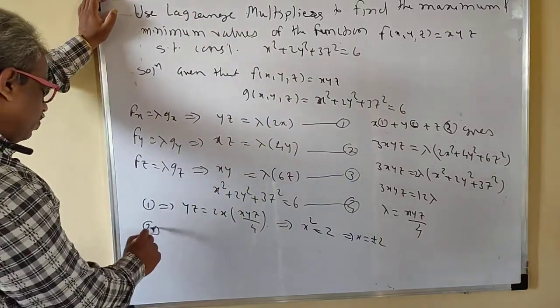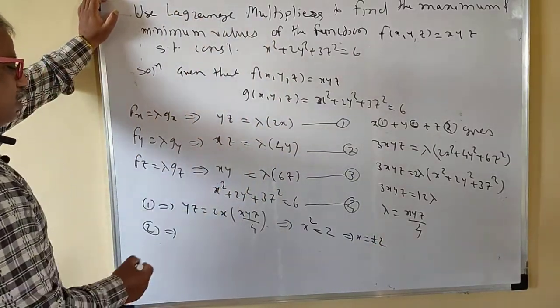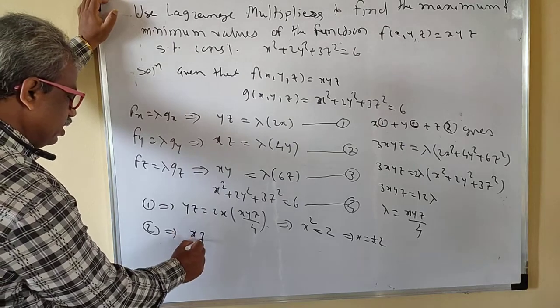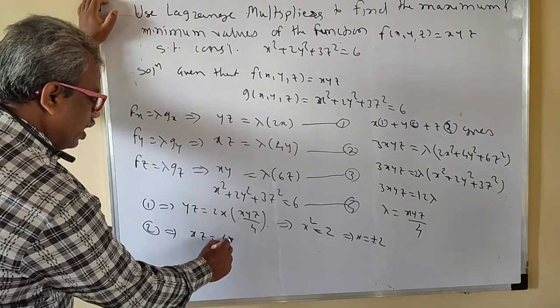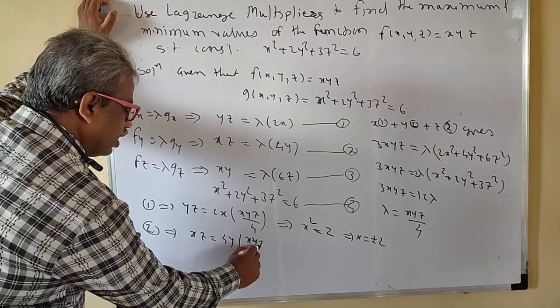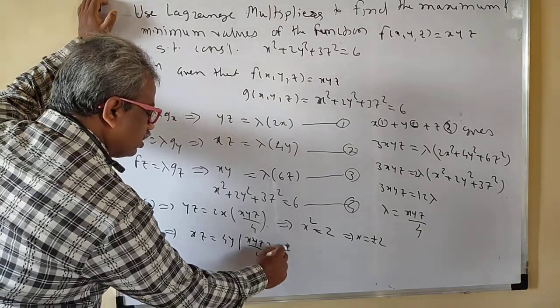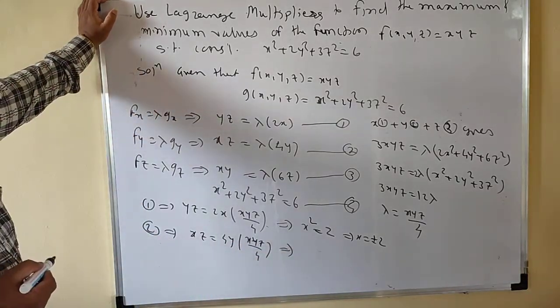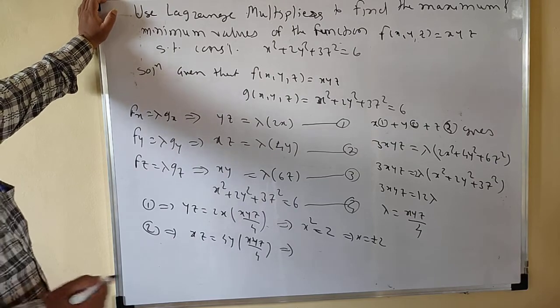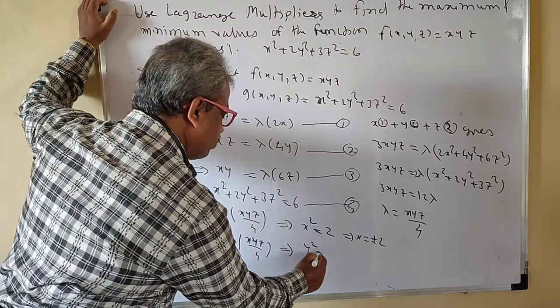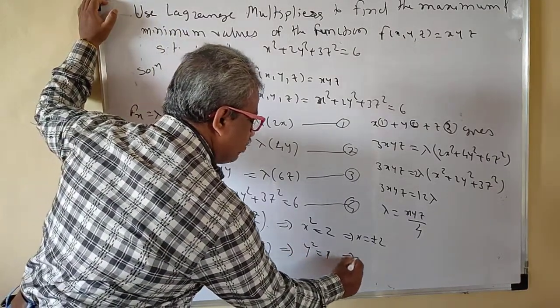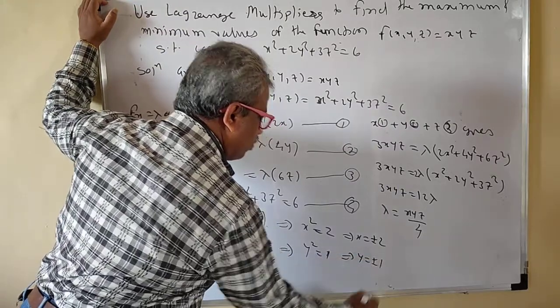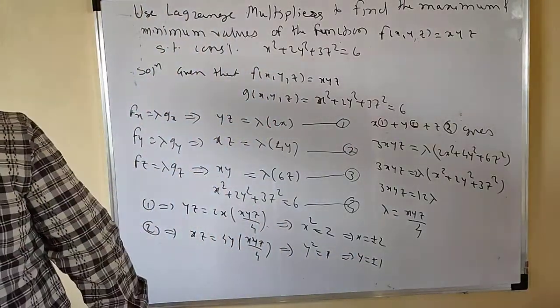Now 2 implies, I will put the value into 2. xz is equal to 4y into xyz upon 4. So this implies I can cancel this xz, so I get y square is equal to 1. So this implies that y is equal to plus or minus 1.